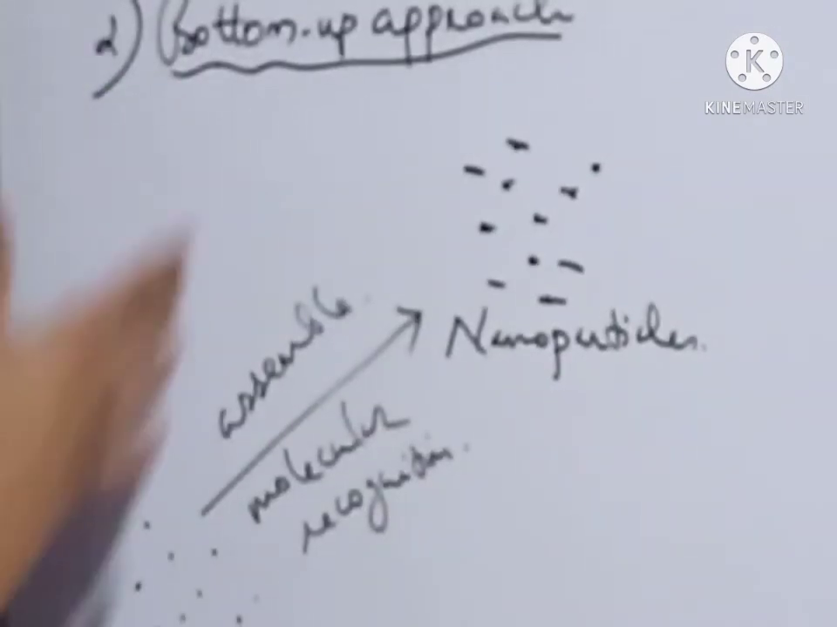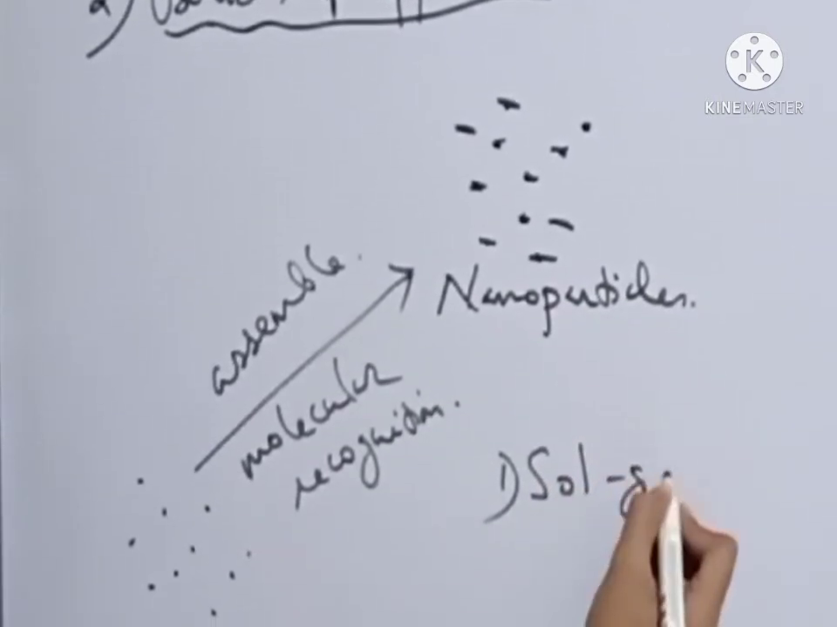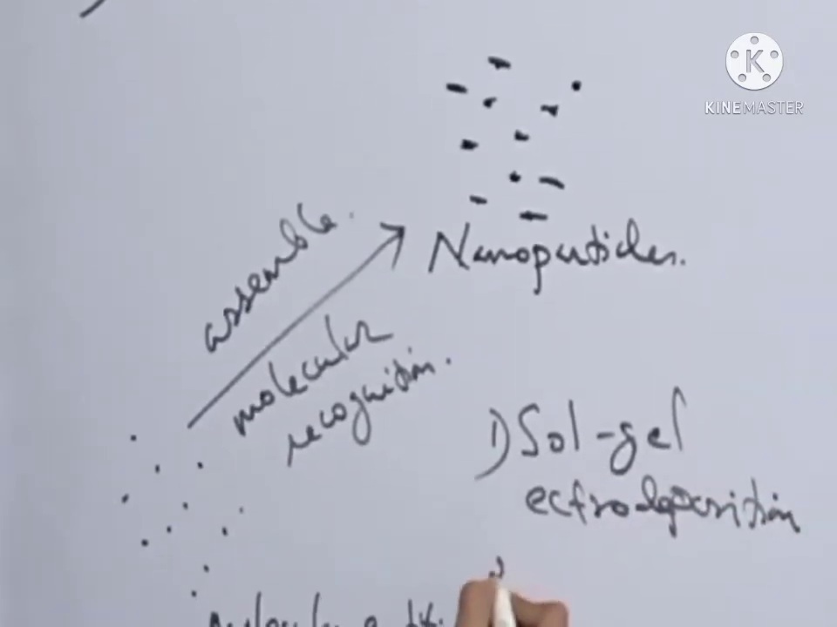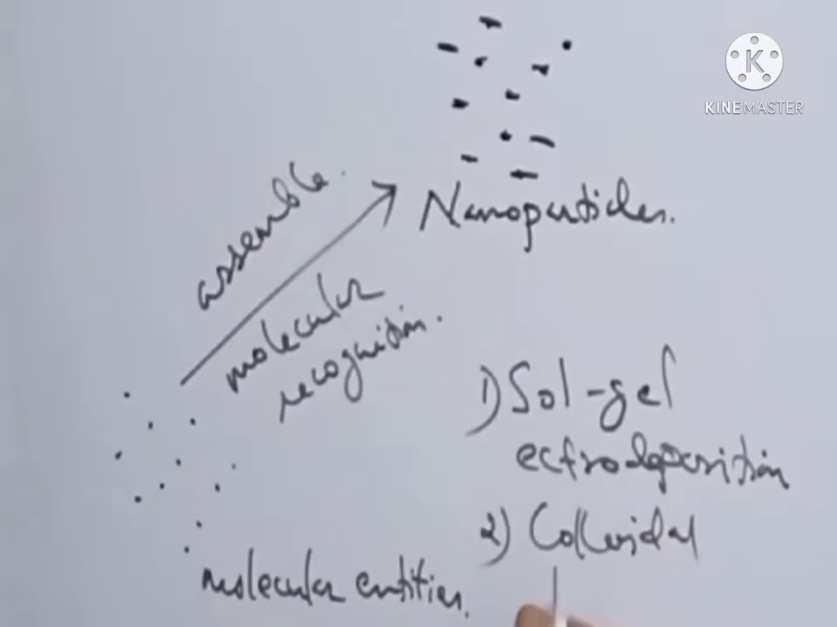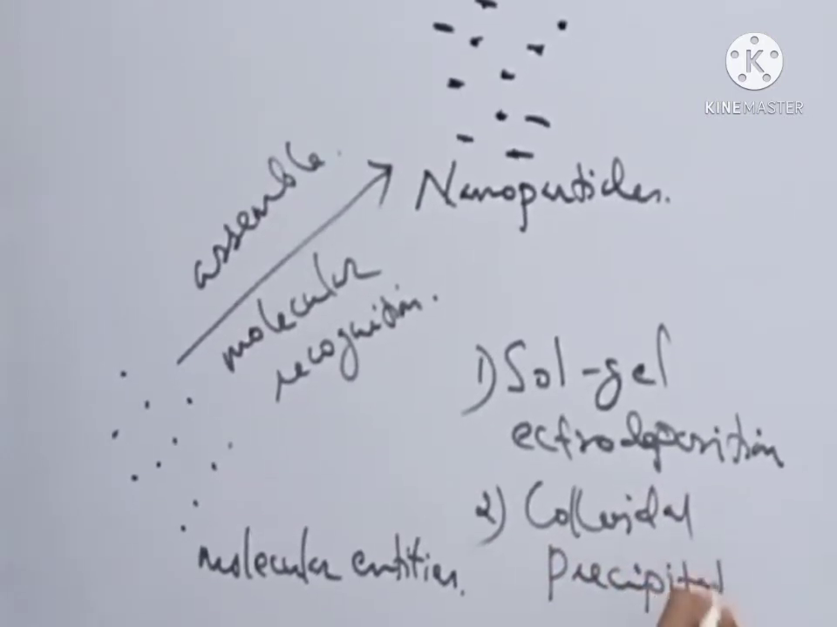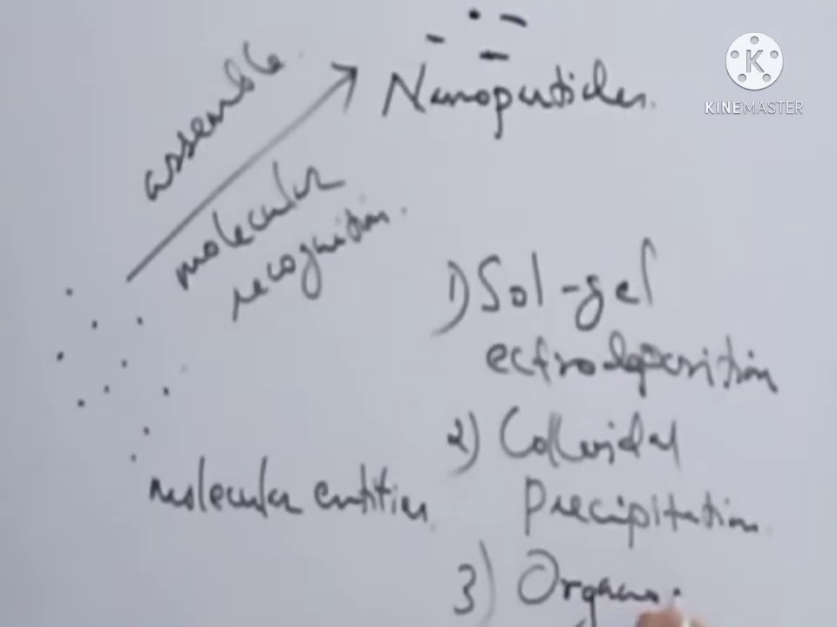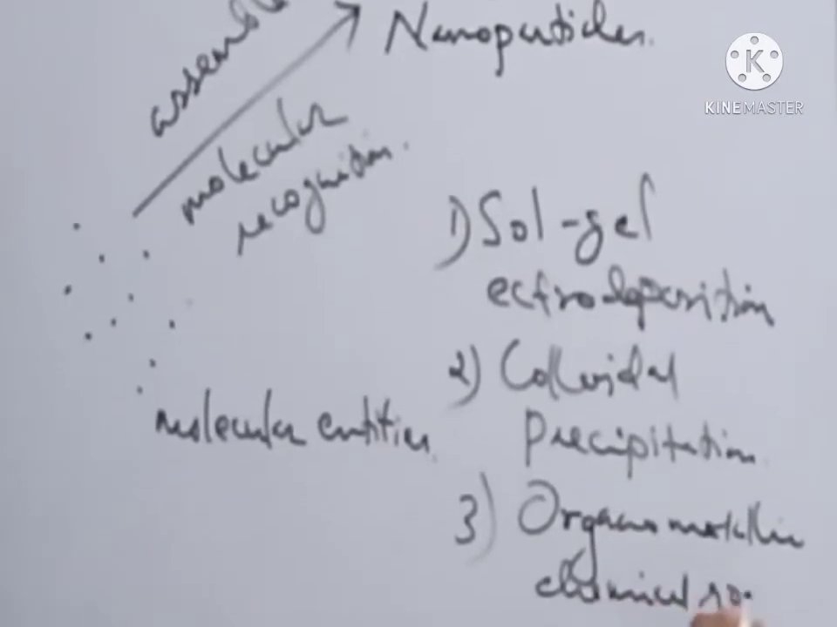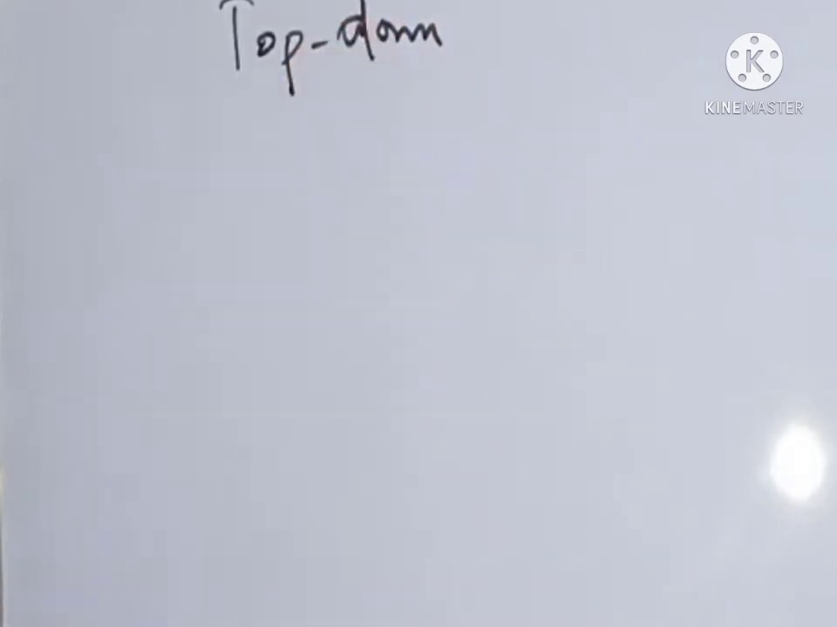Some important techniques coming under the bottom-up approach are sol gel electrode deposition, then colloidal precipitation, then organometallic chemical route, etc.